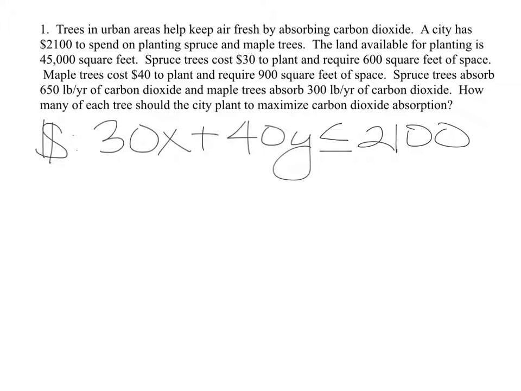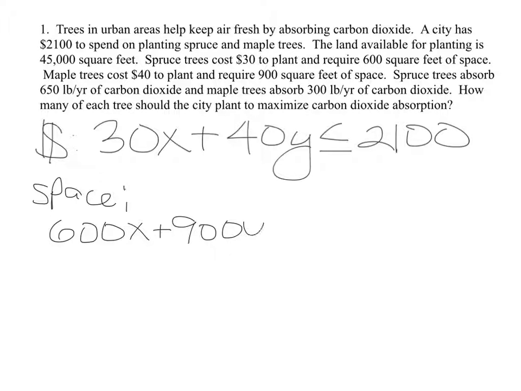The next one is space. That is the other thing that limits what I can do. And so I'm going to go ahead and write one that has to do with space. So space is, they tell me spruce trees require 600 feet of space, and maple trees require 900 feet of space. And that the total space is 45,000 square feet, so this is going to have to be less than or equal to 45,000. Oh, I said 100, it's 1,000. So that's my constraint for space.